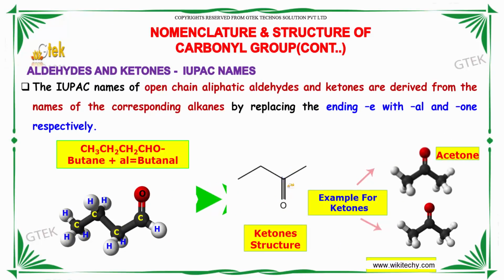The IUPAC names of open chain aliphatic aldehydes and ketones are derived from the names of the corresponding alkanes by replacing the ending E with al and one respectively. For example, acetone. When acetic acid is used, IC is removed and the word ONE is added for a ketone. Similarly, for an aldehyde, IC is replaced by aldehyde. Therefore, it would become acetaldehyde.